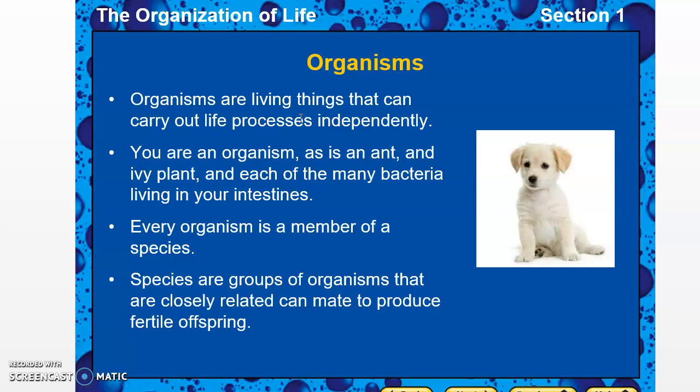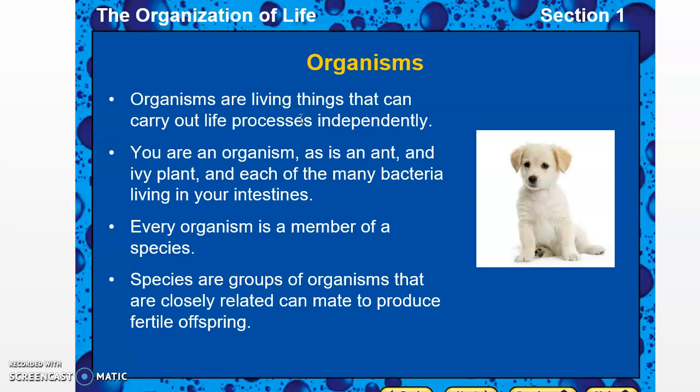Organisms are living things that can carry out life processes independently. You're an organism, ants are an organism, bacteria living in your gut are organisms, okay? Every organism is a member of a species. Species are groups of organisms that are closely related. Species can mate to produce fertile offspring.